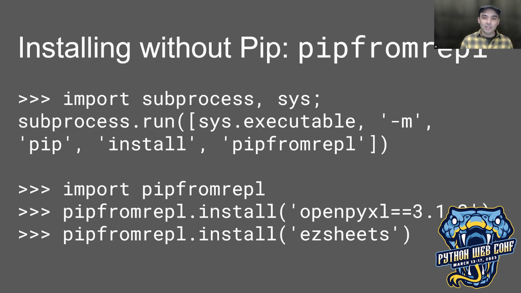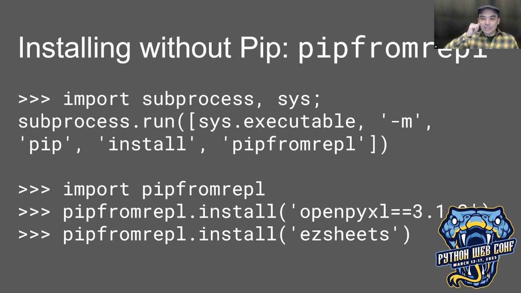As a side note, if you're somewhat new to programming in general and you don't feel comfortable working with the command line to run pip, you can also run pip from the interactive shell using the pip from REPL module. Now, of course, you need to install the pip from REPL module first, but you can do that by copying and pasting this arcane looking instruction right here. This will run pip to install pip from REPL, and once you have that, you can import it and then just call its install function and pass it the package name that you want to install.